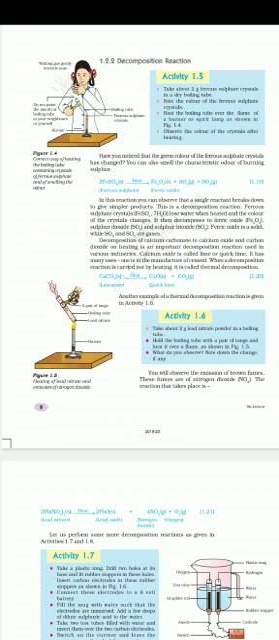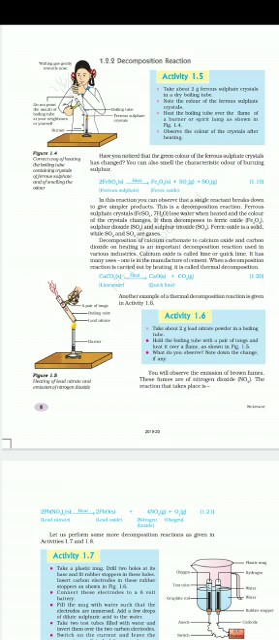Last lecture we discussed combination reaction, in which two reactants combined together give one product. In decomposition reaction, one reactant after decomposition gives a number of products, two or more than two. In combination reaction, I told you that A plus B is equal to AB. So for decomposition, a compound AB decomposes into A plus B. We just broke down this AB compound into two or more products.